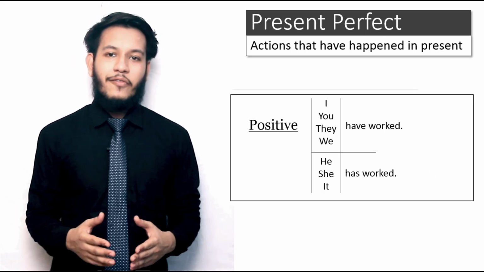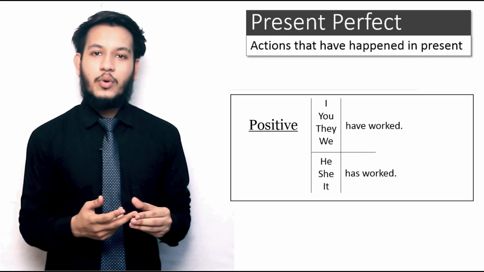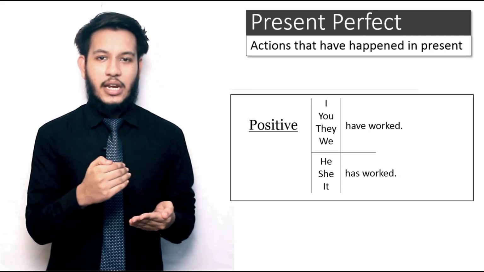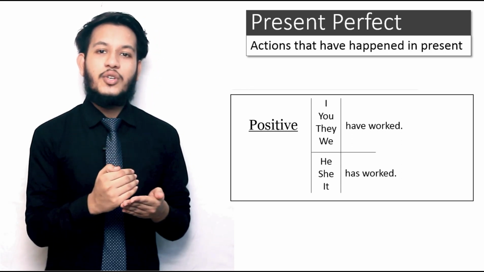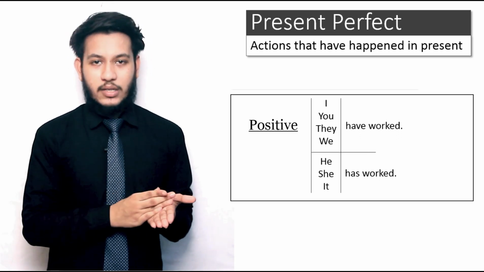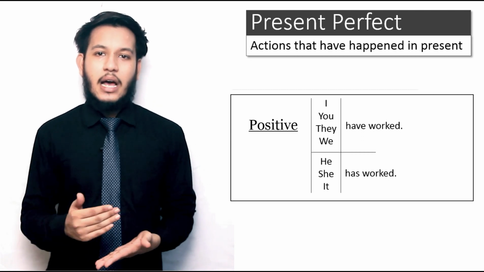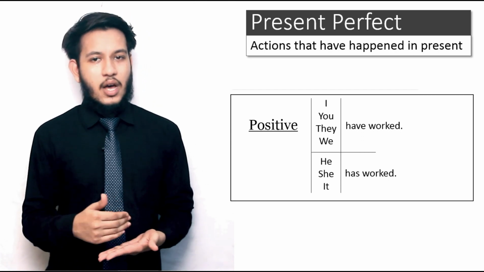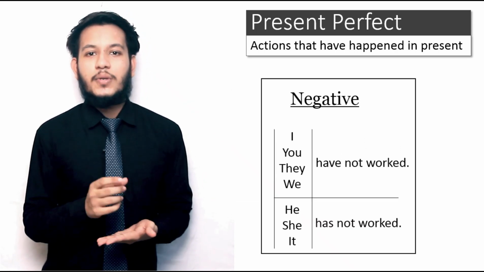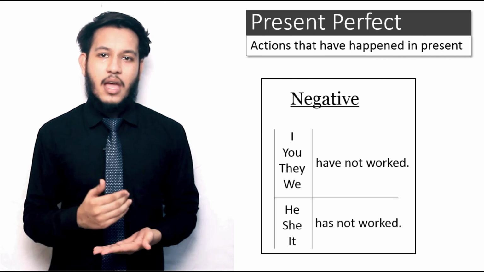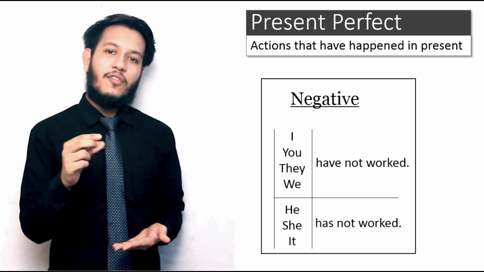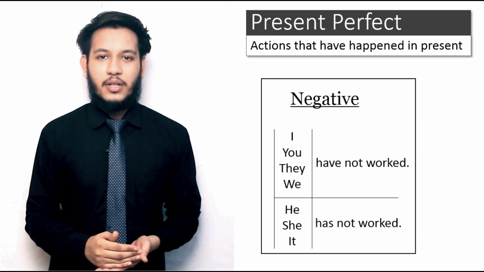Now focus here. We use have with I, you, they, we, and use has with he, she, it. Simply, you're going to use has with singular subjects and you're going to use have with plural subjects. And it goes like I have worked, you have worked, they have worked, and so on. And to frame negative sentences, you need to use not after the first helping verb. And the sentences are like I have not worked, you have not worked. It is very simple, isn't it?